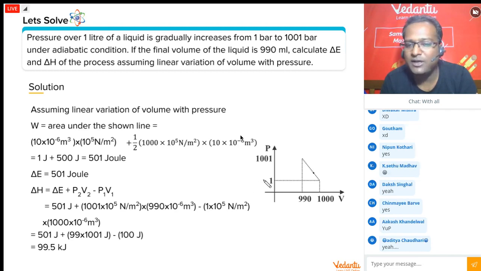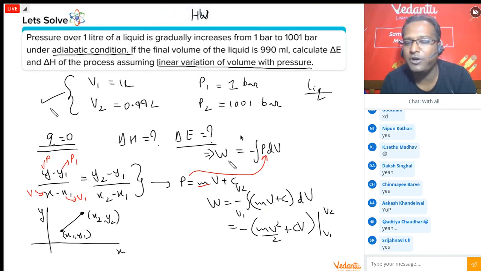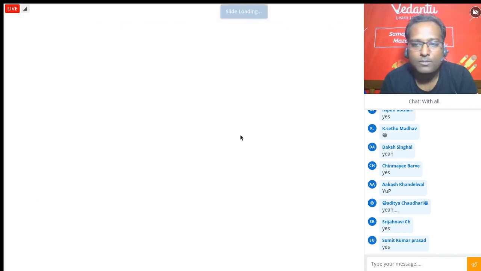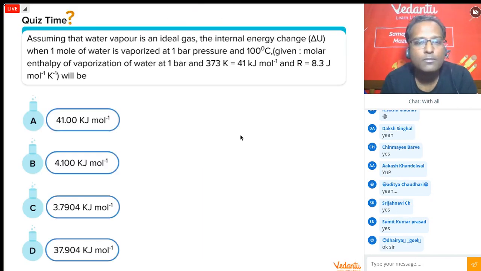Another way to get the work done was by area under the graph. You could have also done this. Sir, this is much simpler. Yes, agreed. But this method needs to be understood: how to develop work done using given straight line data. Chalo, solve this. I'll give you again 2 minutes for the same.